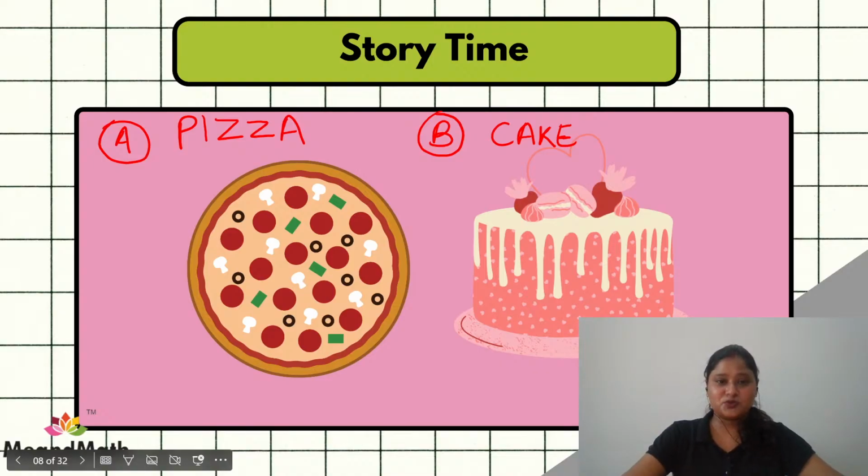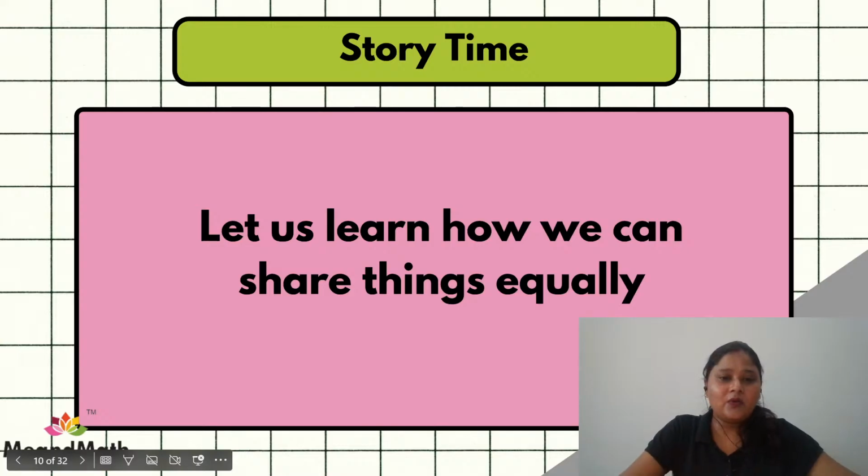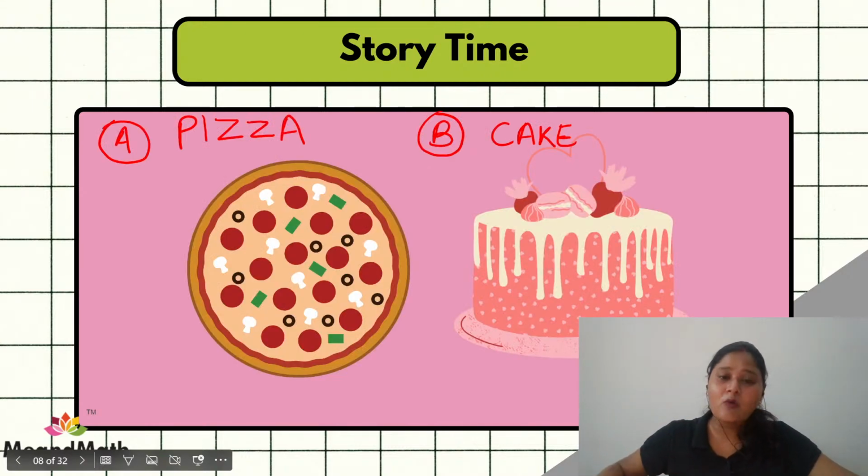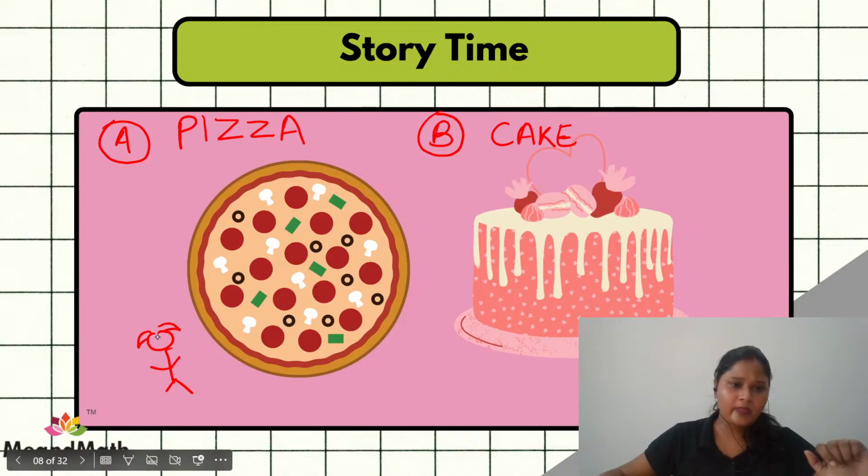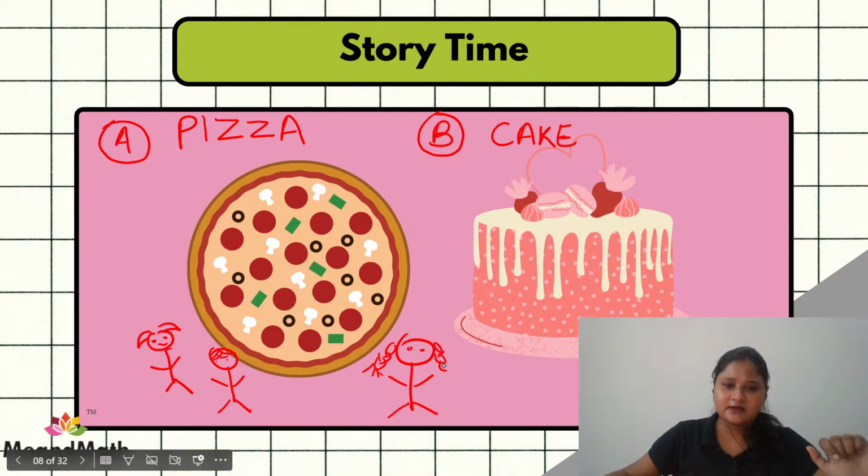All right, let's move to the next one. How we can share things equally. So if I want to share this pizza and cake, how can I share this so that everybody gets an equal part? Suppose there are 4 friends. 1, 2, 3, and another one, 4.